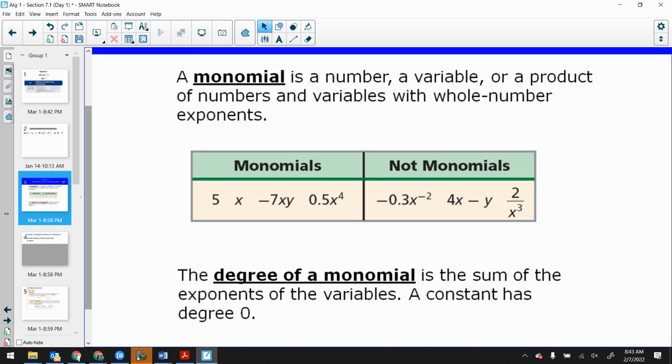Notice how with 4x minus y, if I put a minus y in there, it separates those two things? That's two terms. That is no longer a monomial. We would call that a binomial, and we'll talk about that in a second.